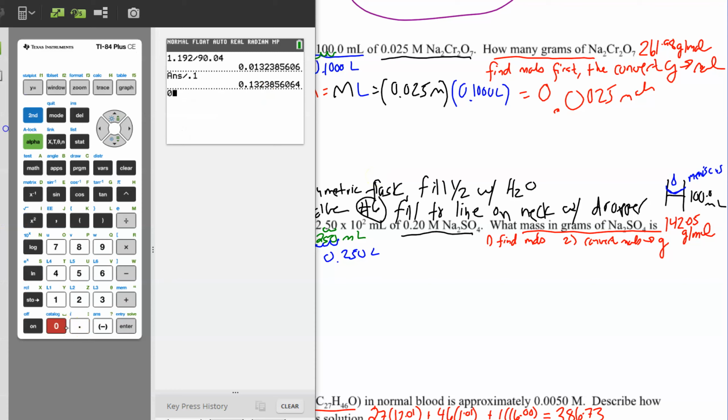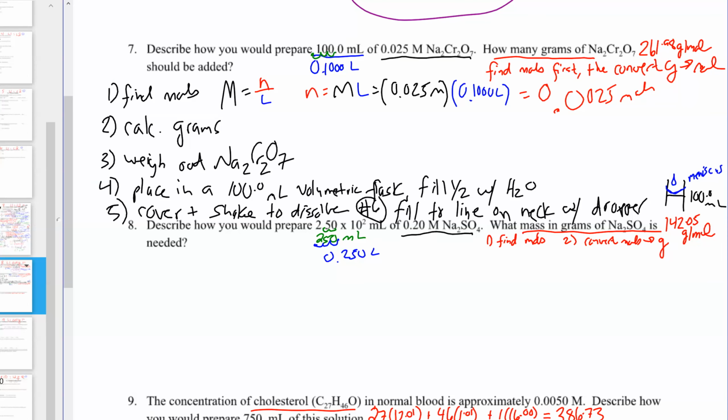We're taking 0.025 times 0.1. We're going to get 0.0025, which we did in our head. That's how many moles we have. Now we've got to convert those moles to grams. That's an easy factor label problem.